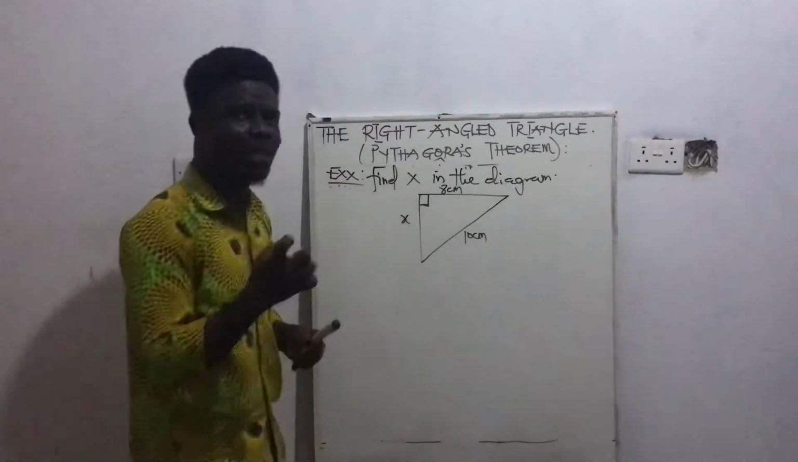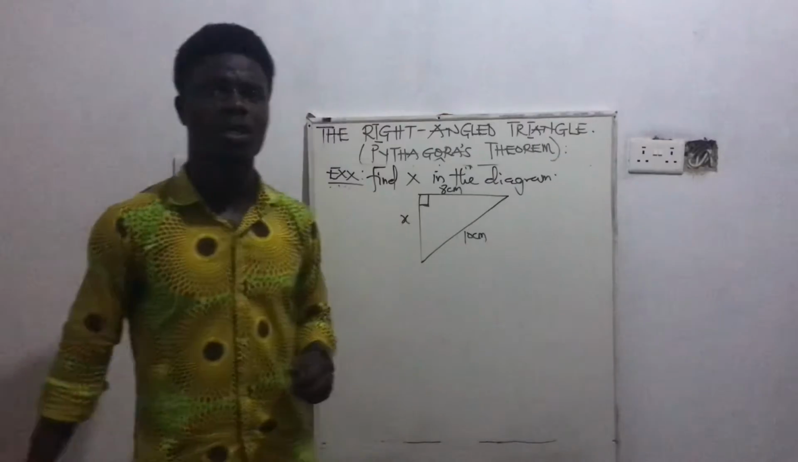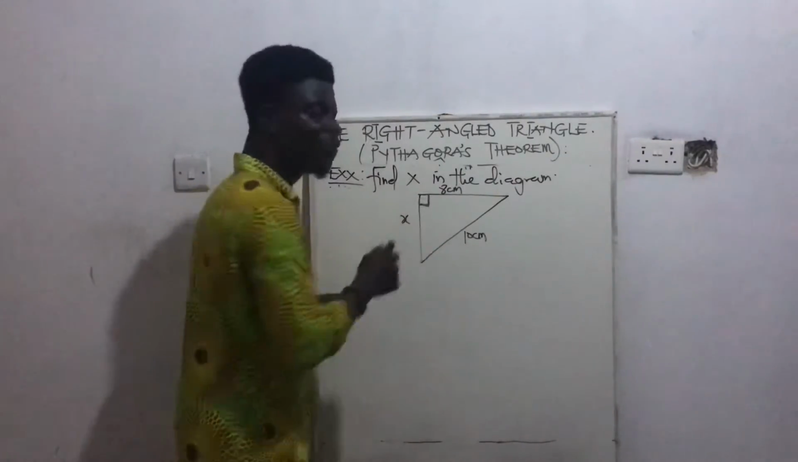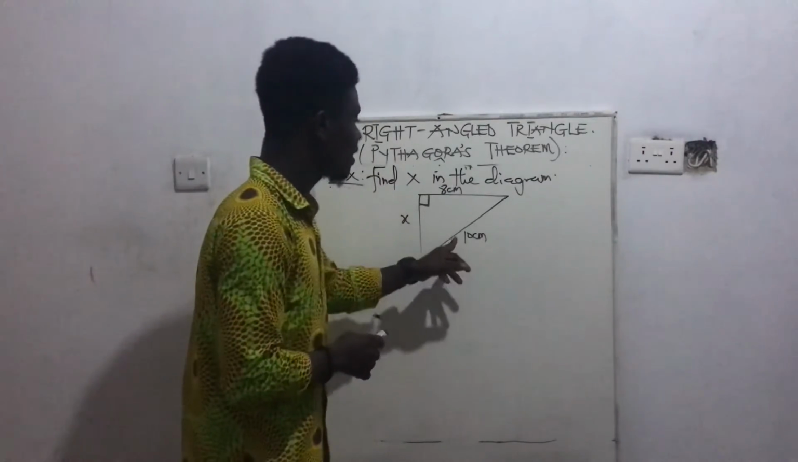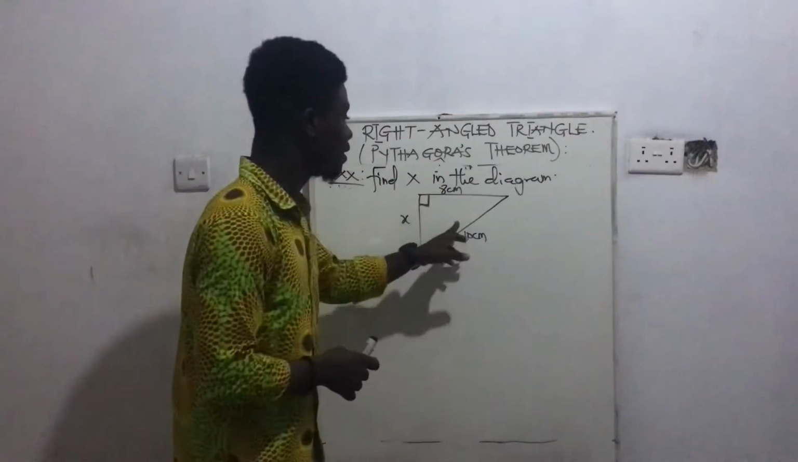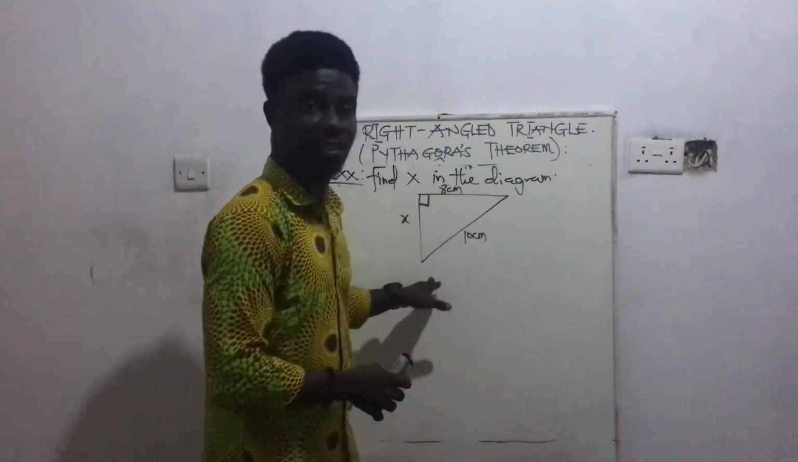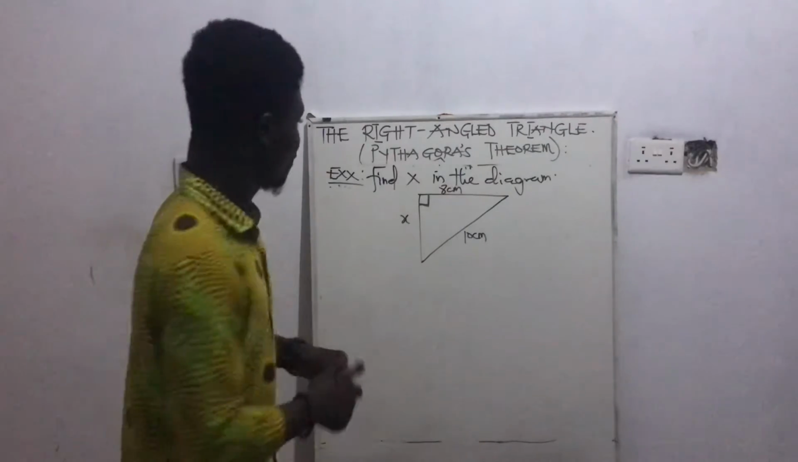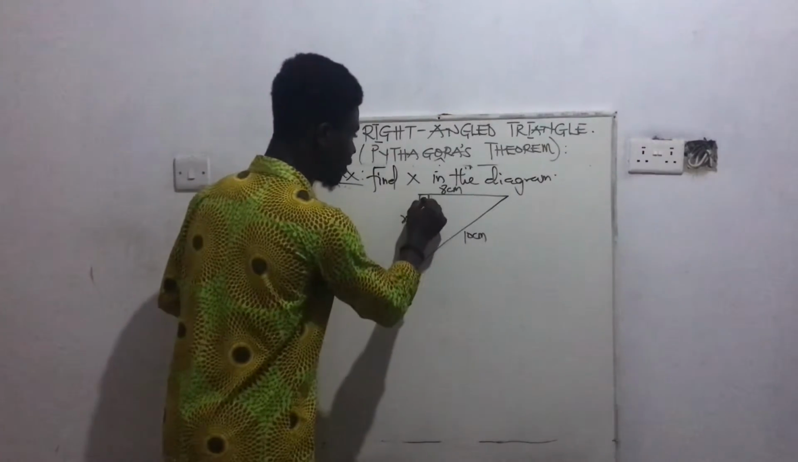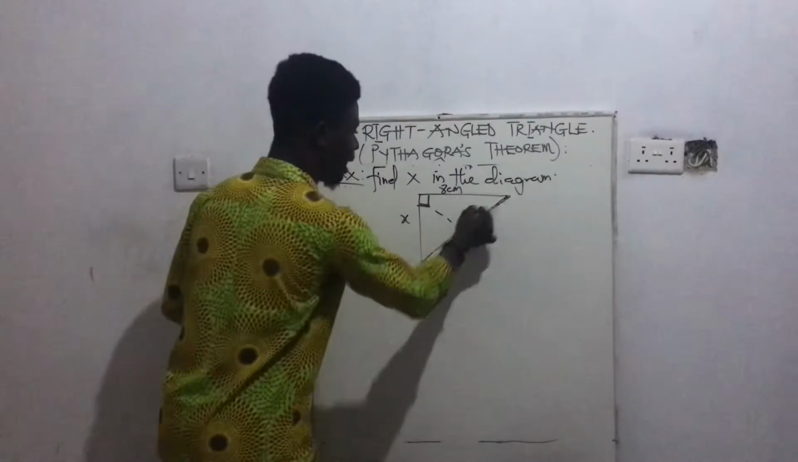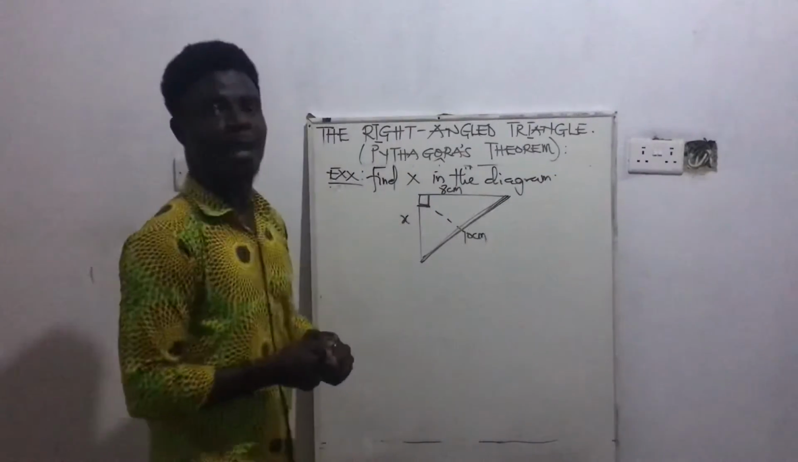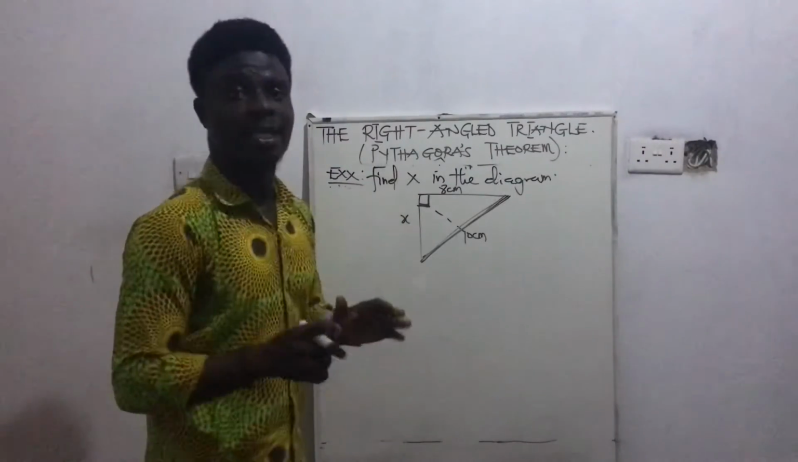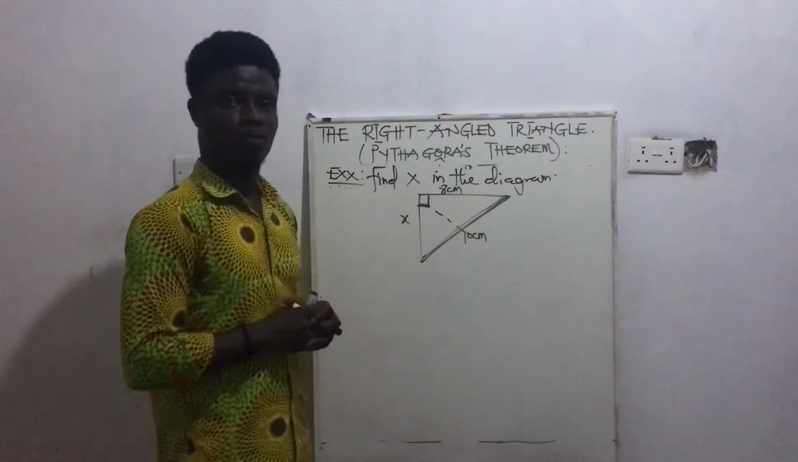So how do you locate your hypotenuse? Where the 90 degrees faces, or where the 90 degrees is opposite towards this side. Then that means this side becomes the hypotenuse. So where this 90 degrees faces, this side is my longest side. That's the hypotenuse. I believe you know how to locate the hypotenuse. Do you understand that?